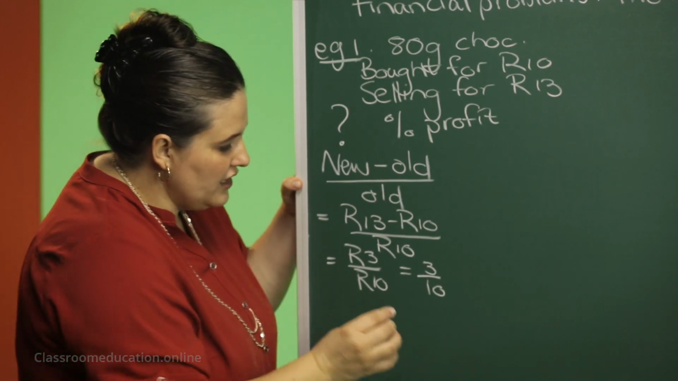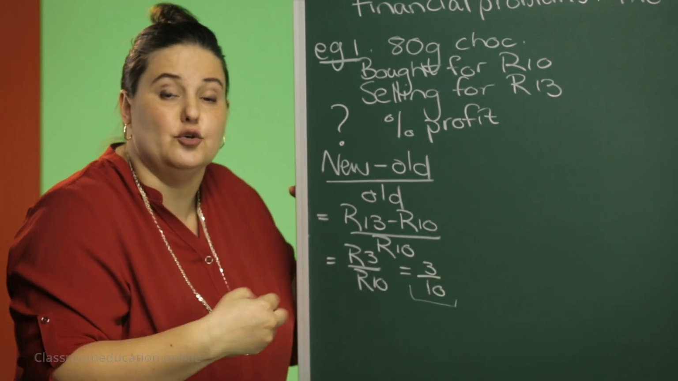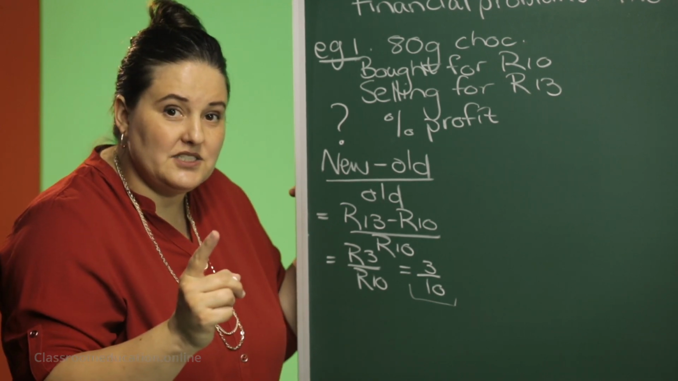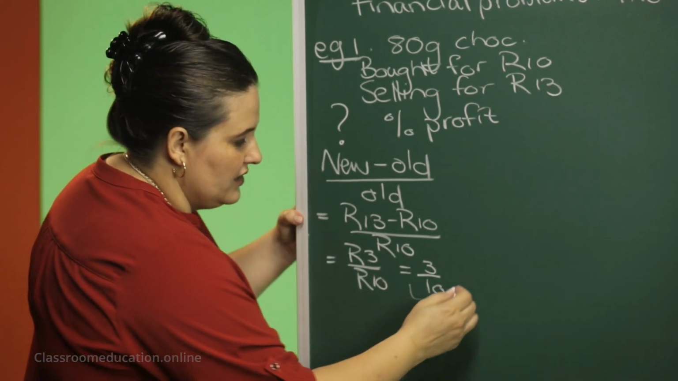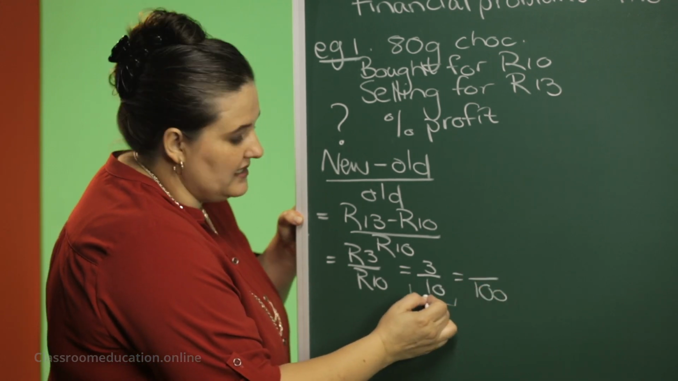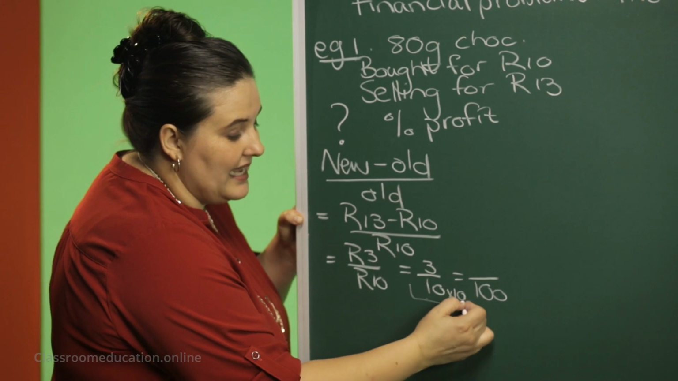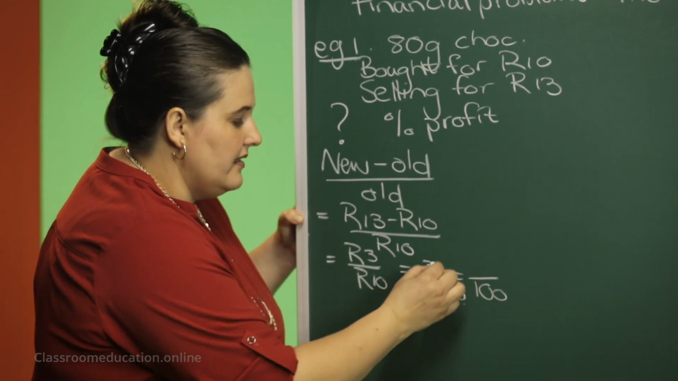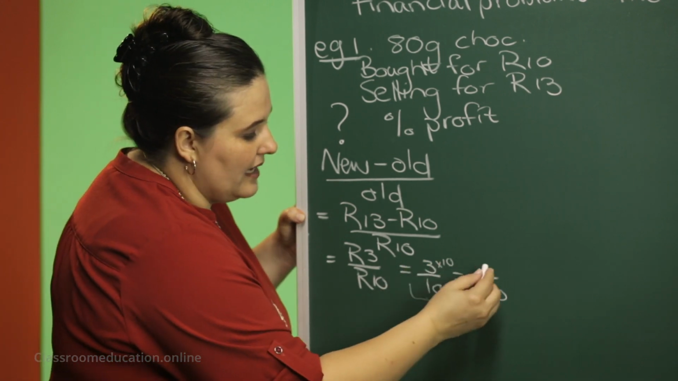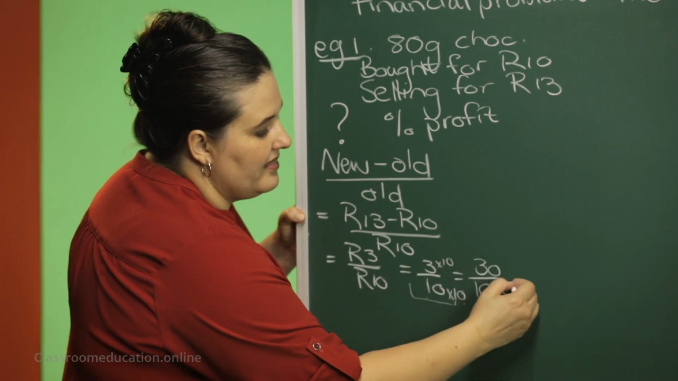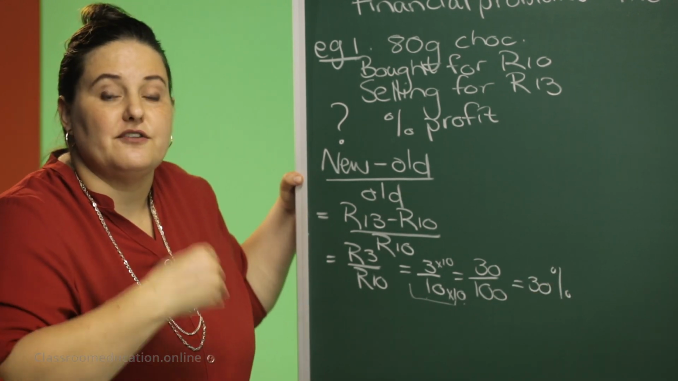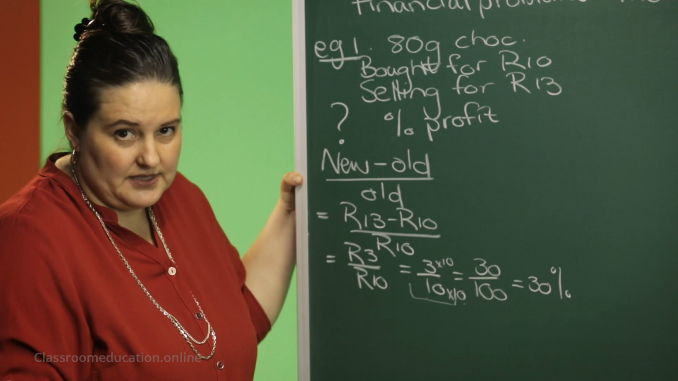But the question is that you need to determine the percentage profit. So now we need to change 3/10 to a percentage. How do we do that? Percentage means out of 100. So I would like to have that out of 100. I need to change the 10 by multiplying it by 10, and then I will have 100. Then I need to multiply the top as well by 10. So 3 times 10 is 30, and that will be 30%. So we have actually made 30% profit.